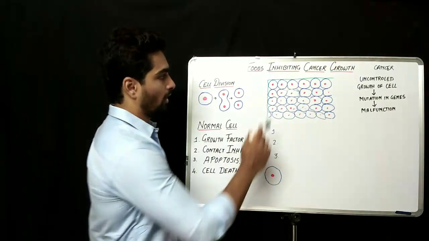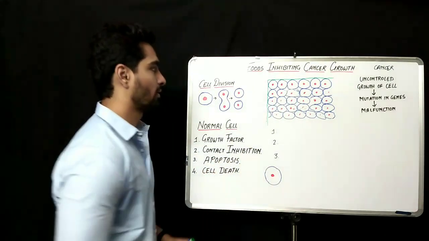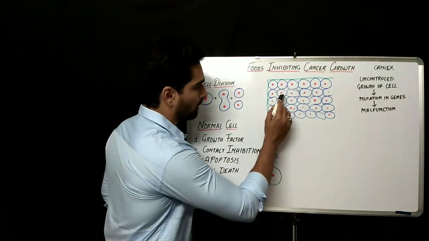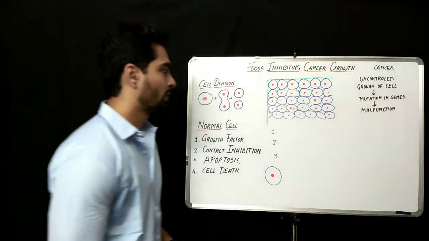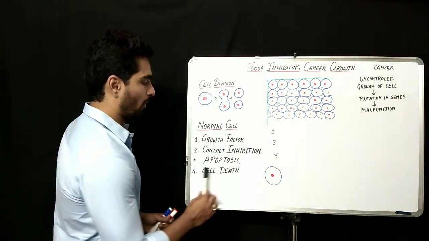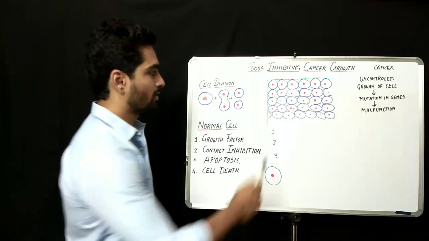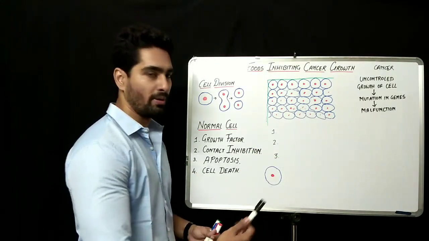Secondly, a normal cell exhibits something called contact inhibition. That means if the cell walls come in contact with the adjacent cell walls, it will stop growing. Third, a normal cell undergoes apoptosis. That means the cell will age, become old, eventually die, and new cells are formed.